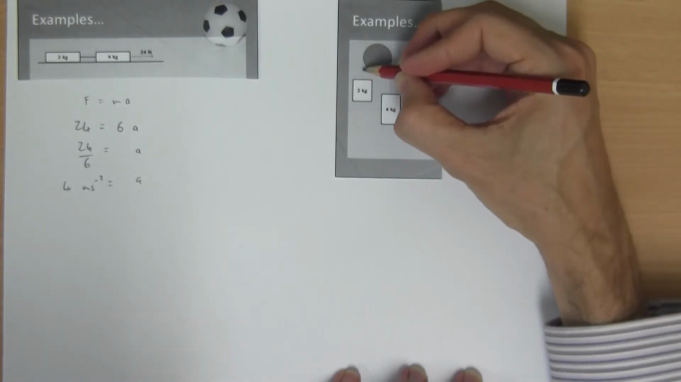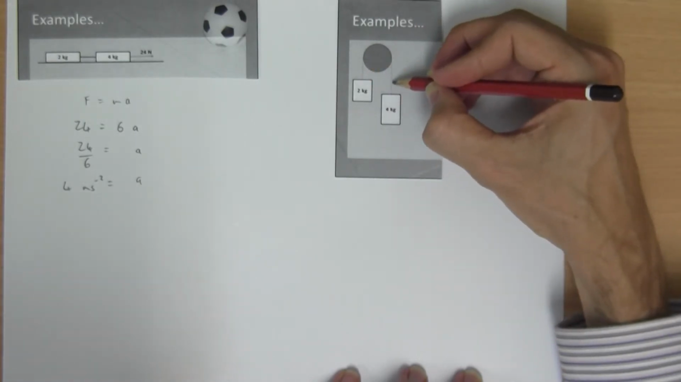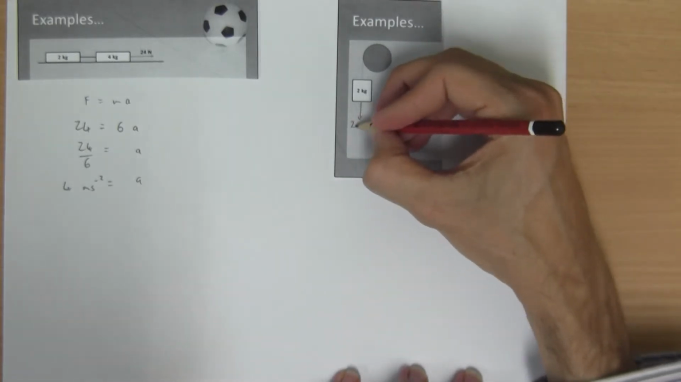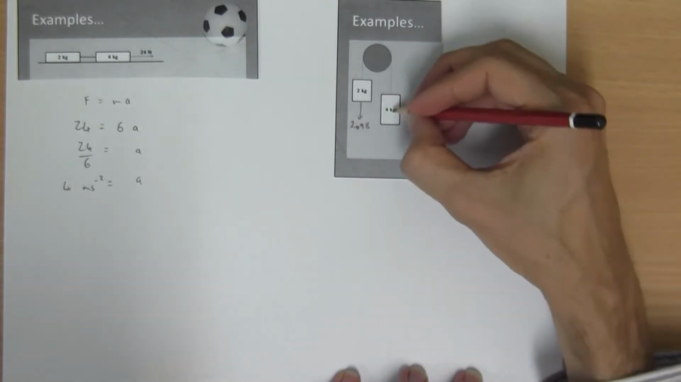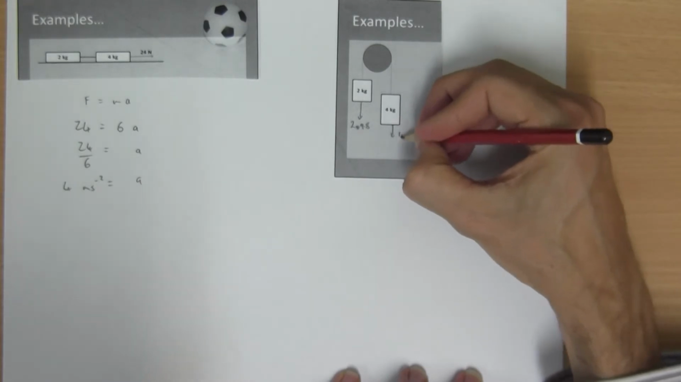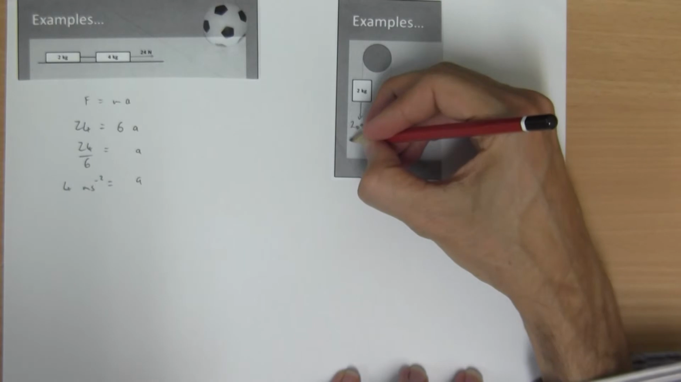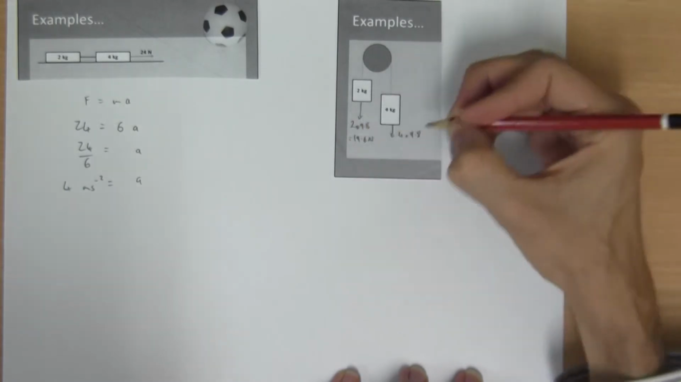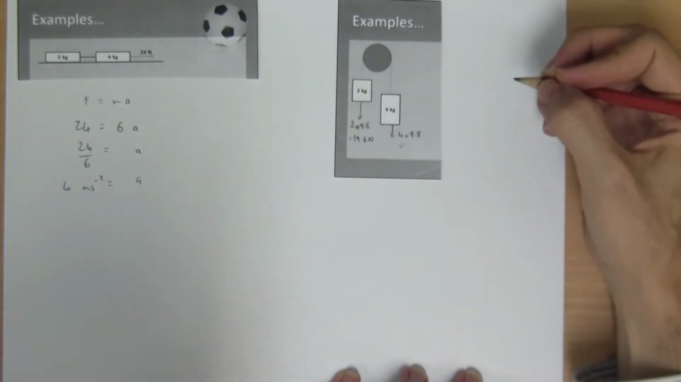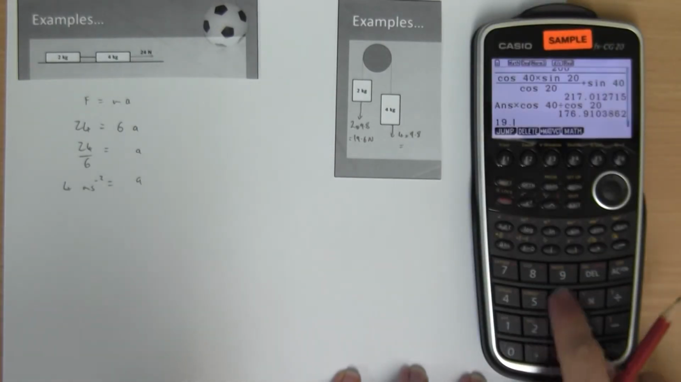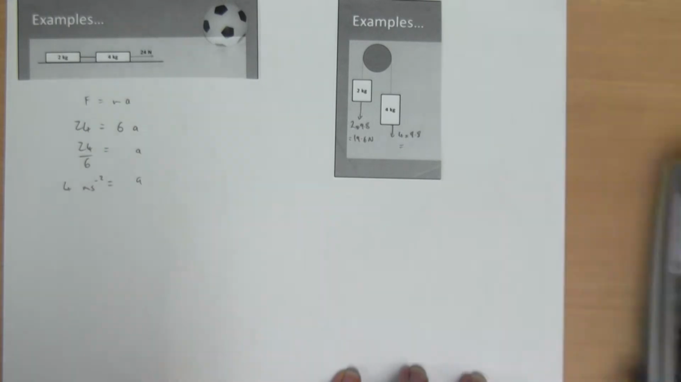There's tension in the string here, but it's the same as the tension in the string here. It's balancing out. There's a weight force here, which is 2 times 9.8 newtons. And there's a weight force here, which is 4 times 9.8 newtons. So that's 19.6 newtons. And that one is double that, 39.2 I think. 19.6 times 2, 39.2.